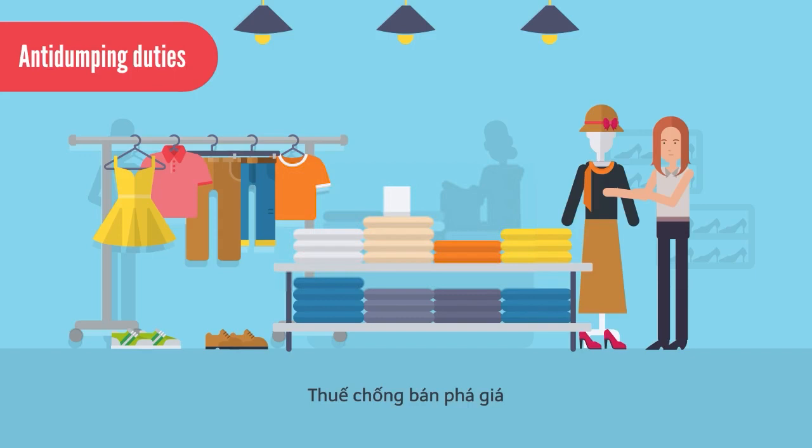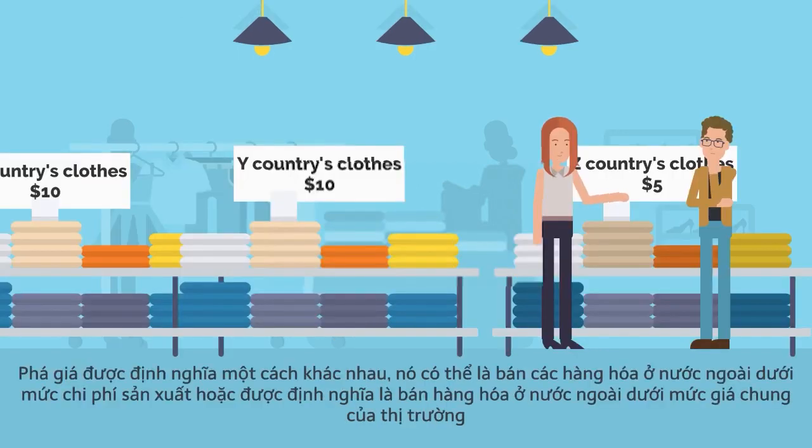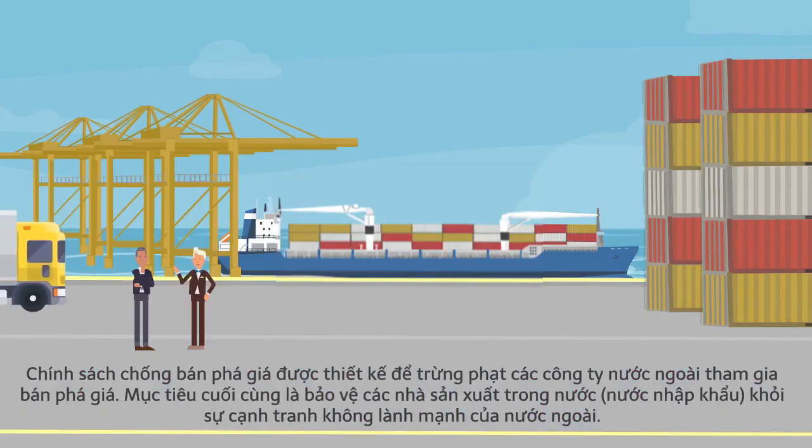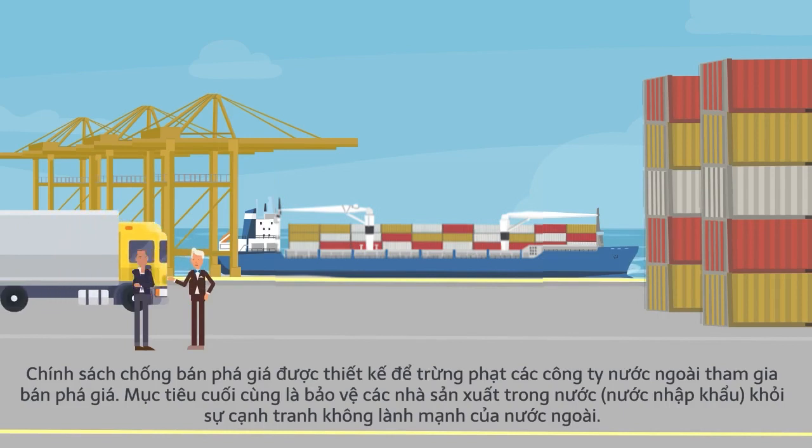And finally is anti-dumping policies. Dumping is variously defined as selling goods in a foreign market at below their cost of production, or as selling goods in a foreign market at below their fair market value. Anti-dumping policies are designed to punish foreign firms that engage in dumping. The ultimate objective is to protect domestic producers from unfair foreign competition.